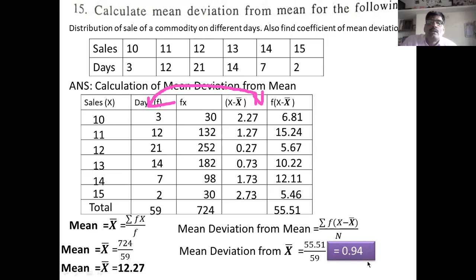0.94 is the answer. And in the book, the answer is different. So you try this problem at home once again by applying the same method. If the answer is as per the book, you tell me. I made an attempt to solve this problem and the answer is different in the book. Therefore, I did not solve the coefficient. If you want to calculate the coefficient of mean deviation, you divide by the mean value. Mean deviation from mean divided by mean is equal to coefficient. Okay, that is the point you remember.